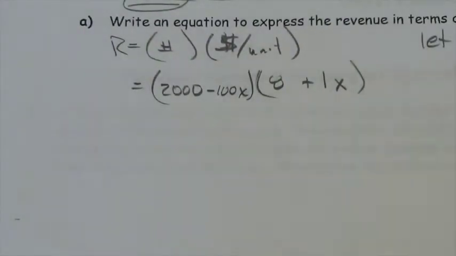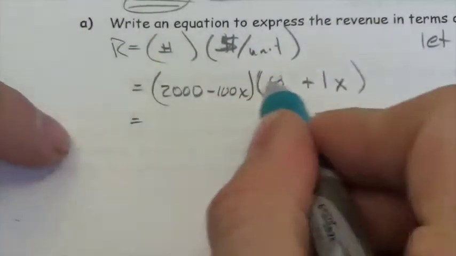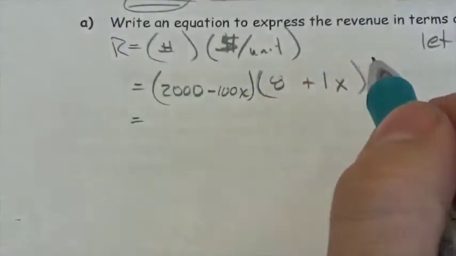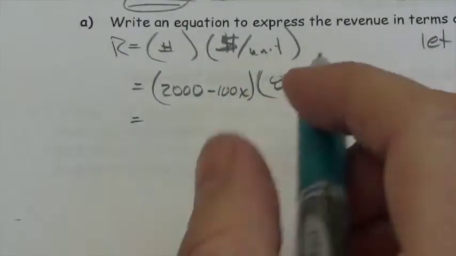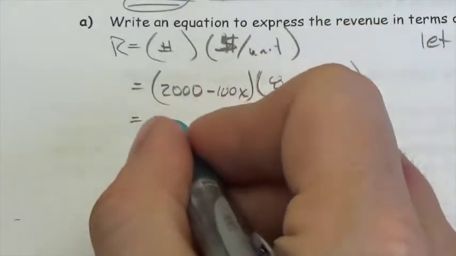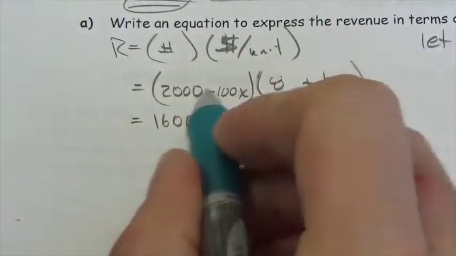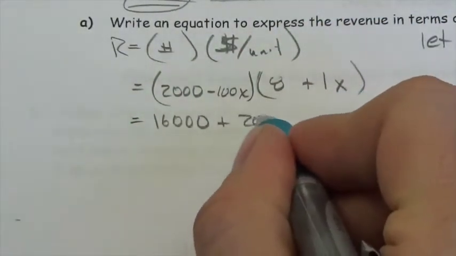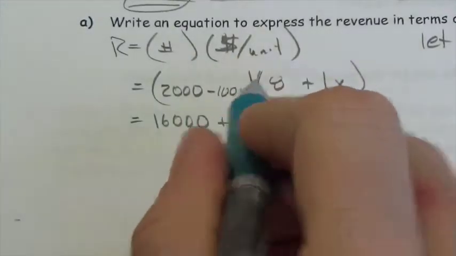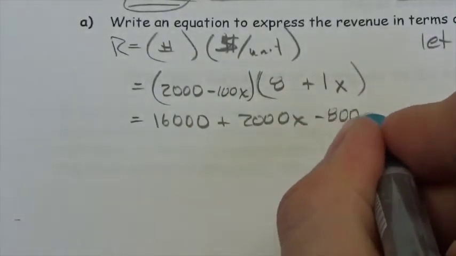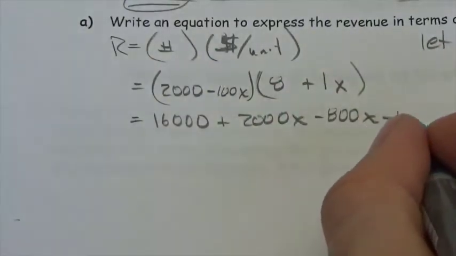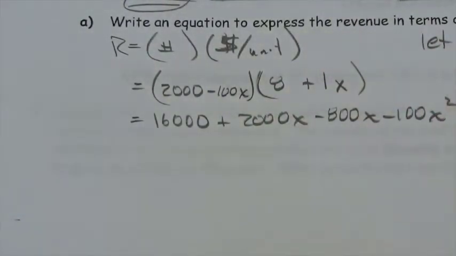Okay? Now, what I'm going to do here is I'm going to expand this all out, and then we're going to complete the square because I want to know how to get the maximum revenue here. So 2,000 times 8, that's going to be 16,000. That's going to be 2,000x minus 800x minus 100x squared.